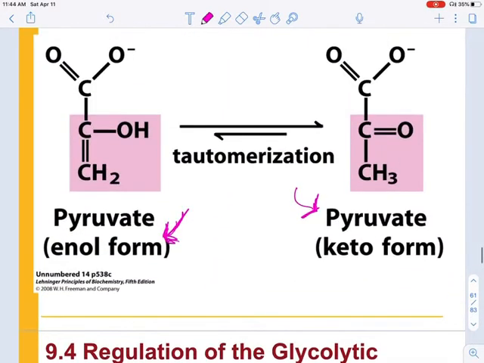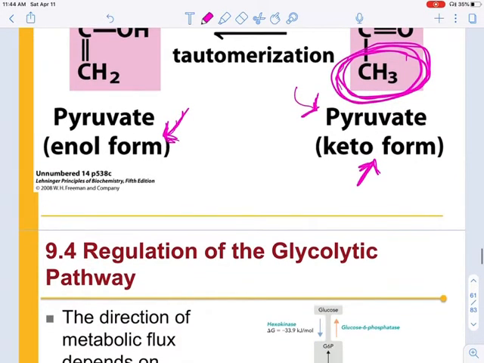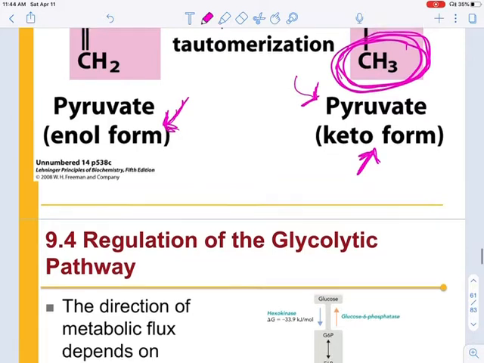And, at the end of that, you have this pyruvate in the keto form. This actually has a lot of energy associated with it. That energy is found in the hydrocarbon bonds that are over here, and you have your net 2 molecules of ATP and NADH that is formed.